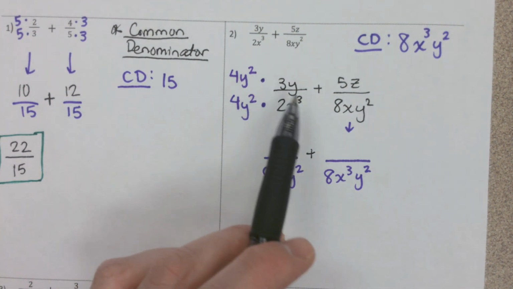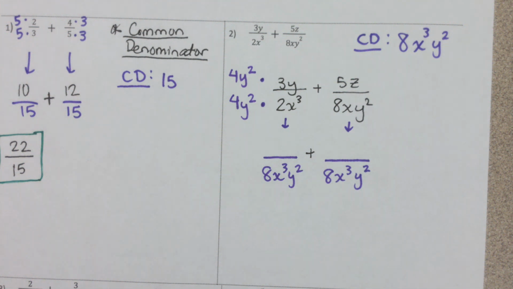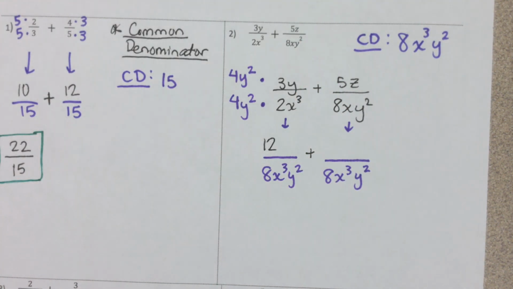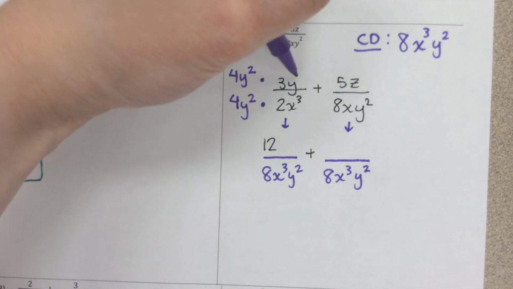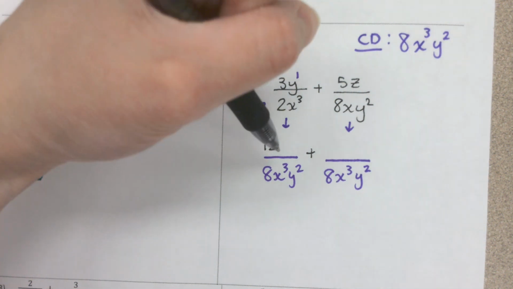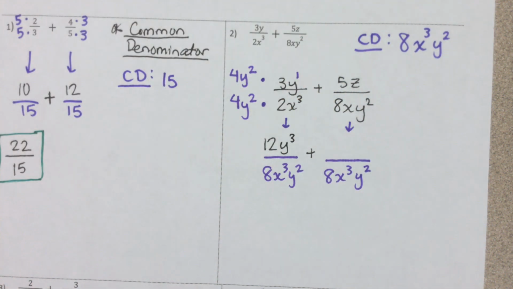These are monomials. We learned about that last unit, so we know how to multiply those. Multiply the numbers, and then when you do the letters, you add the exponents. 4 times 3 is 12. And then the y's, we have y squared, and this is y to the first. So when I add those exponents, I get y cubed.